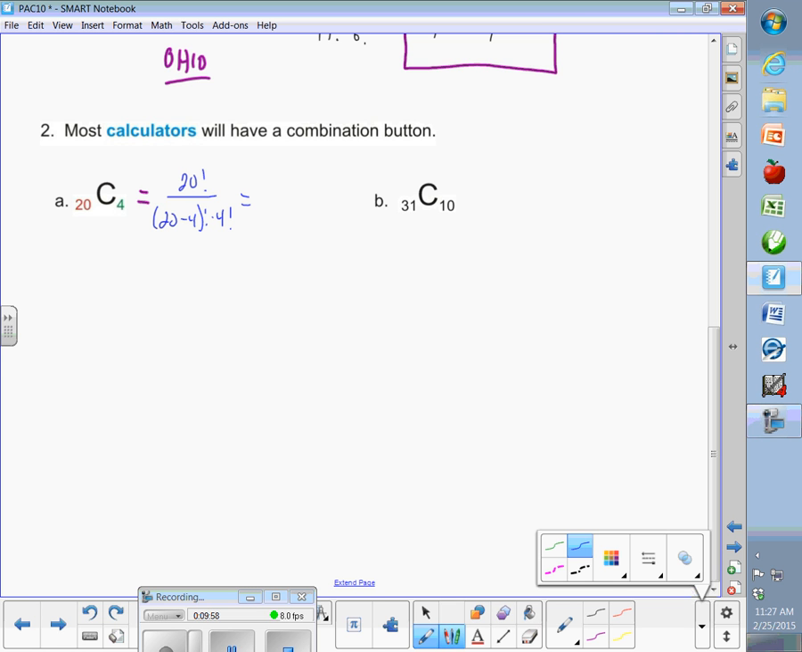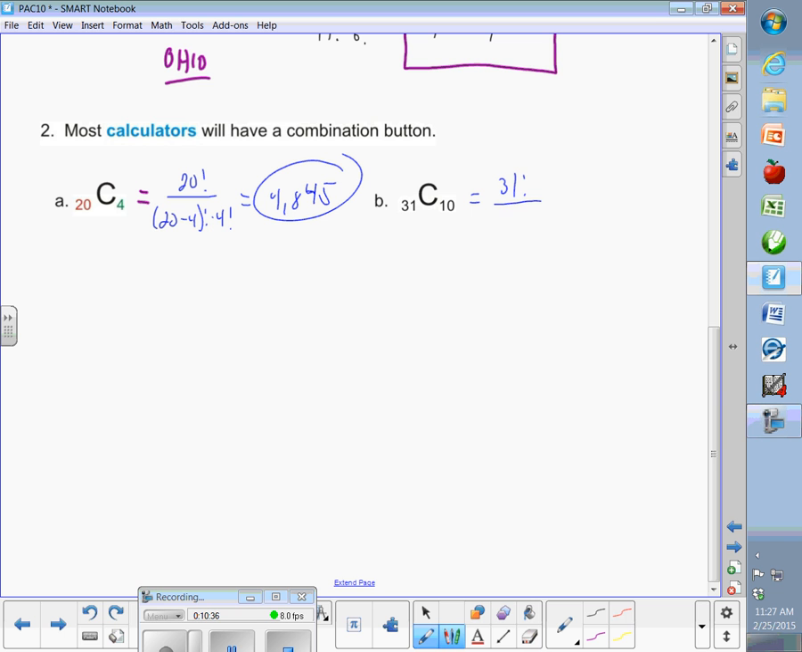So remember how to punch it? All right, remember you do the first number first, 20. Put that in your calculator, then hit your combination button, then punch in the 4, and then hit enter usually, and it should give you the solution. And you have 20 objects in 4 object groups. There are 4,845 different combinations. All right. B, again, pause the video if you want to do it on your own.